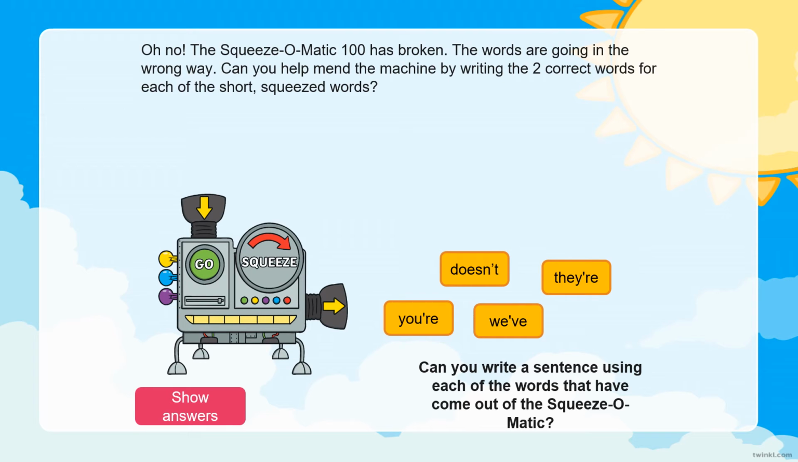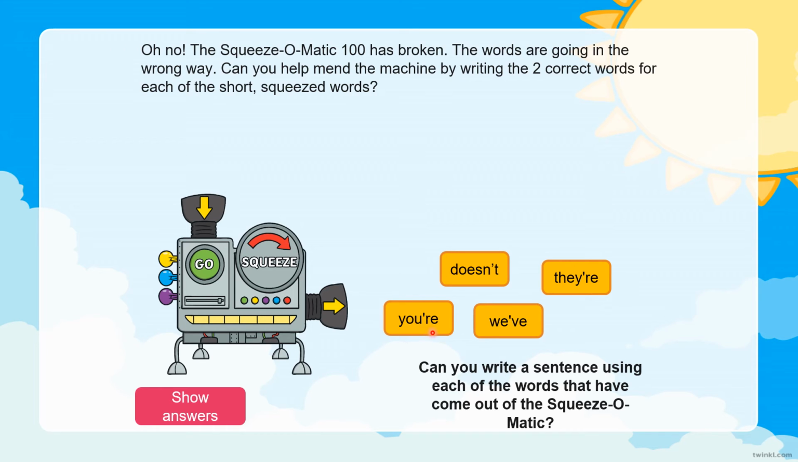Okay, so this one, it's going to put the words back through the opposite way. So you're going to have a look at each of those 4 in turn, and this is where I do want you to do a little bit of writing. So for example, we've got your, doesn't, their and we've. Okay, what I want you to think about is if they go back through into the machine, so if they go back in this direction, what 2 words did they used to be?